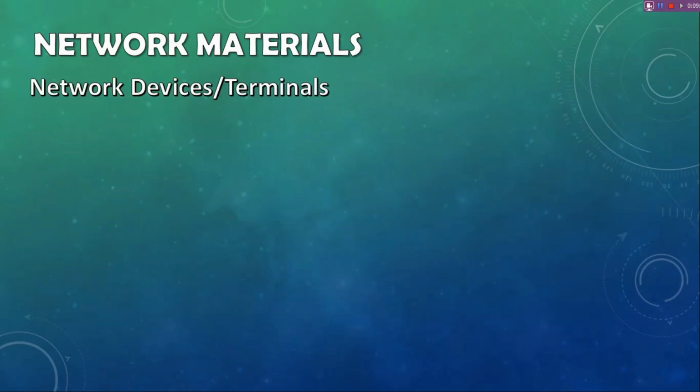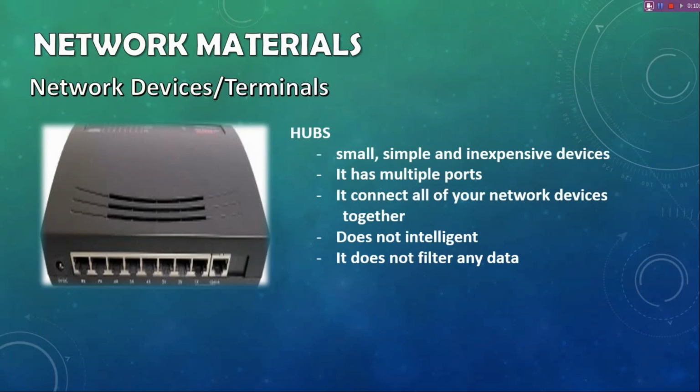Let us talk about network devices or terminals. So we have hubs. A hub is a small, simple, inexpensive device that joins multiple computers together. The purpose of the hub is to connect all of your network devices on an internal network. These are devices that have multiple ports. These are devices that accept Ethernet connections from network devices.